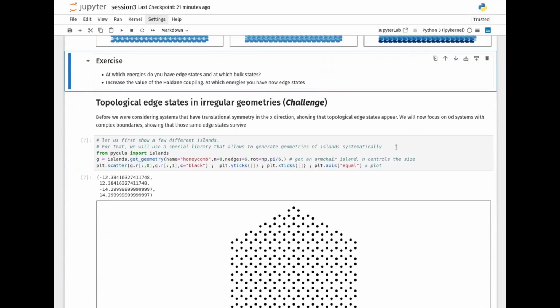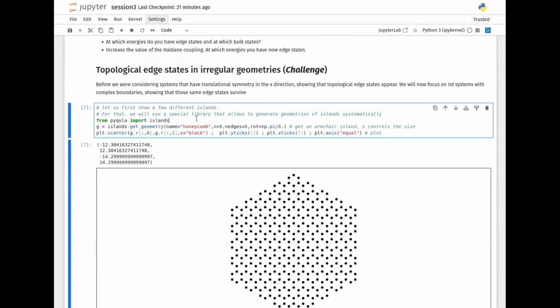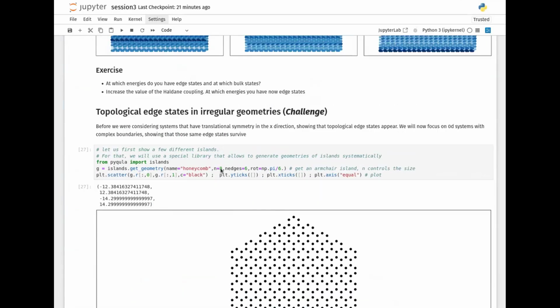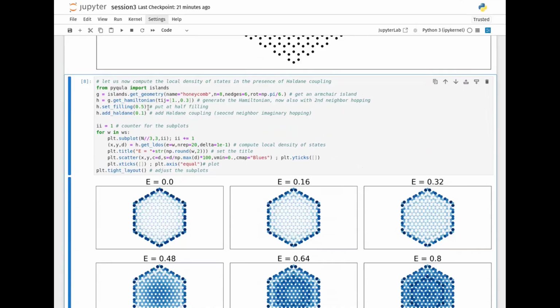Okay, so now let us move on to the next case, which is to look at zero-dimensional systems. We are no longer going to focus on an infinite one-dimensional system, but rather on finite zero-dimensional systems. For this, we are going to take a certain island of a honeycomb lattice that looks like this. It's a hexagonal island, and we are going to see how the local density of states looks at different energies for this island in the case of a Chern insulator.